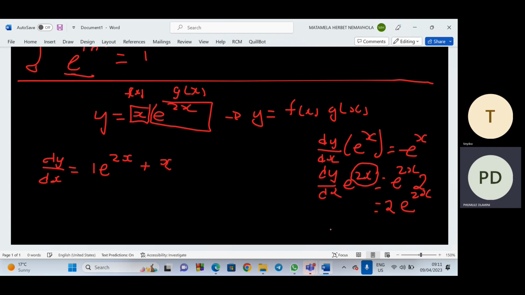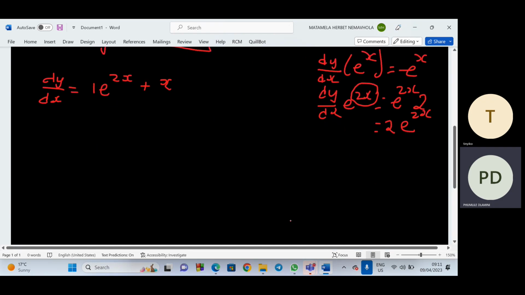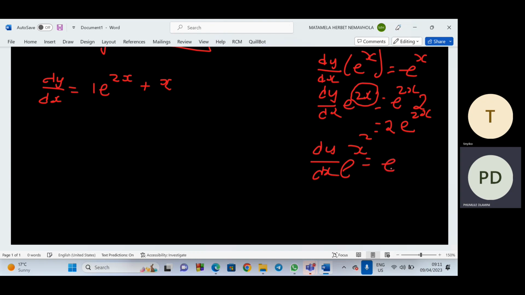Second, if we want to differentiate e to the power x squared, you see there is x squared there. Our dy over dx of this is going to be e, we write it as it is, e to the power x squared.